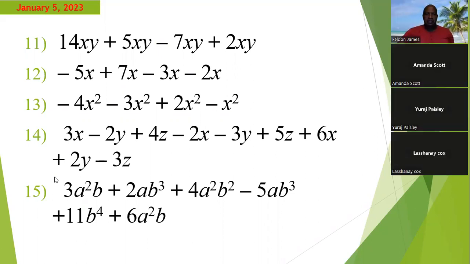And just for clarification, question 14 goes all the way to minus 3z. So remember, this is one whole expression from here to here. And same thing for question 15. That's one whole expression, so please don't write them separately. They are single expressions. So simplify that.